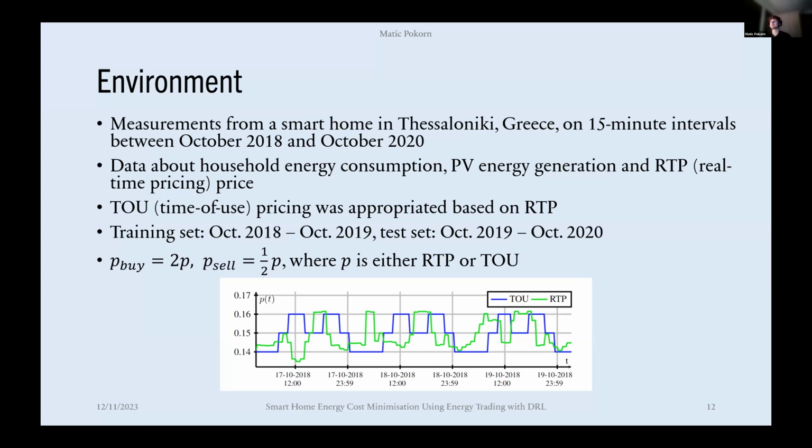As a training set, we use the period between October 2018 and October 2019. And for the test set, we use the part of the data set between October 2019 and 2020. We create our buying price by multiplying the actual price by 2, and we create our selling price by dividing the actual price by 2.